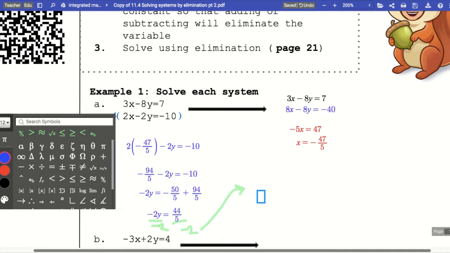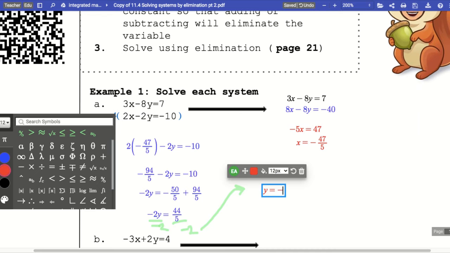y, we'll put this in red, y is equal to, when I multiply by half, I'm going to have negative 44 over 10, which reduces to, I'm sorry, my brain's blacking out, but it's going to be negative 22 over 5.